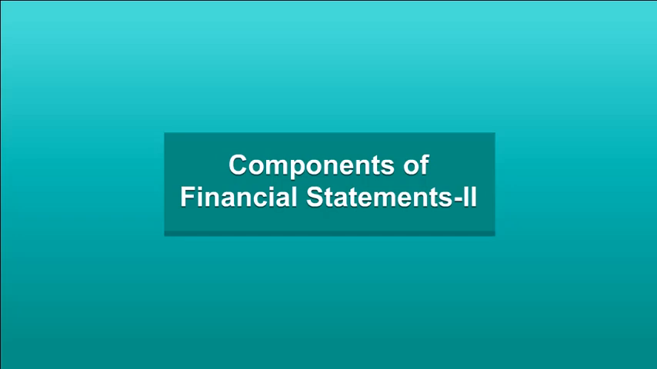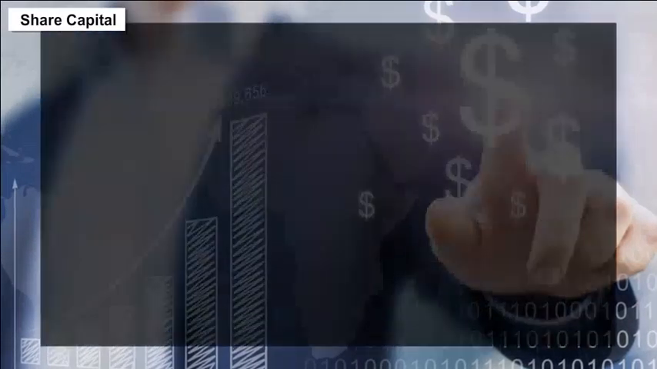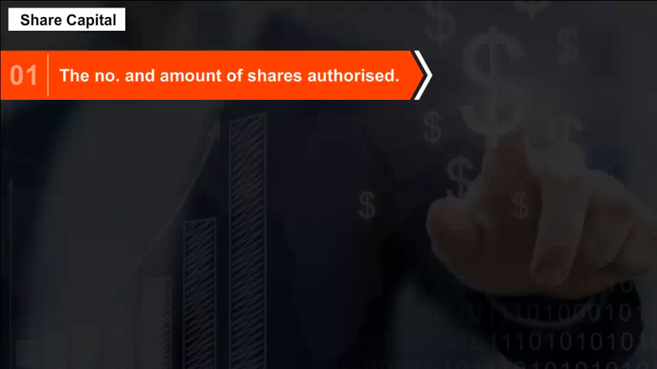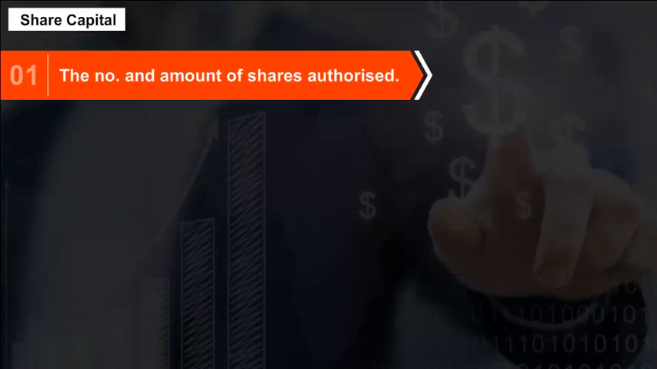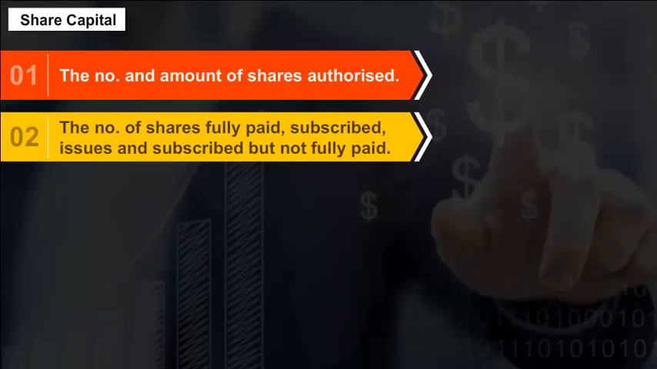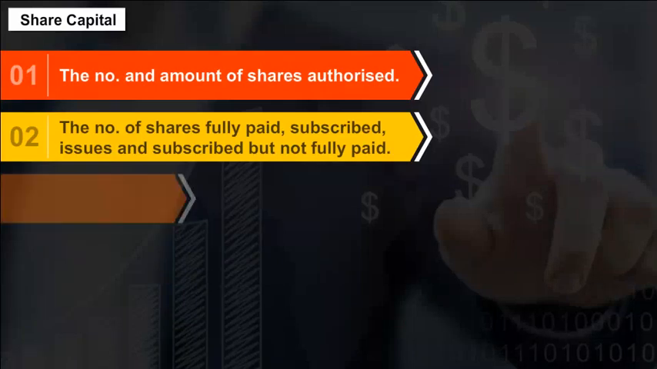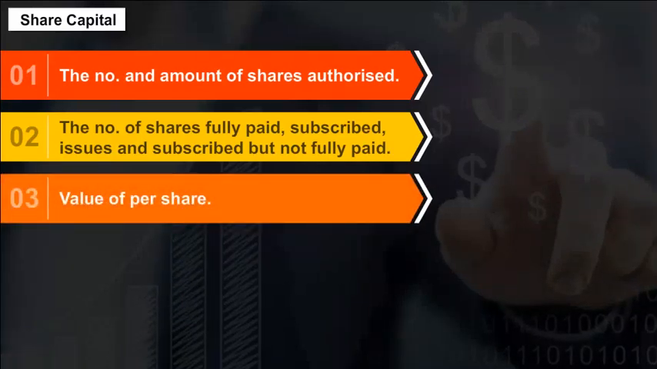Components of financial statements, Part 2. For each class of share capital: 1. The number and amount of shares authorized. 2. The number of shares fully paid, subscribed, issued and subscribed but not fully paid. 3. Value per share.